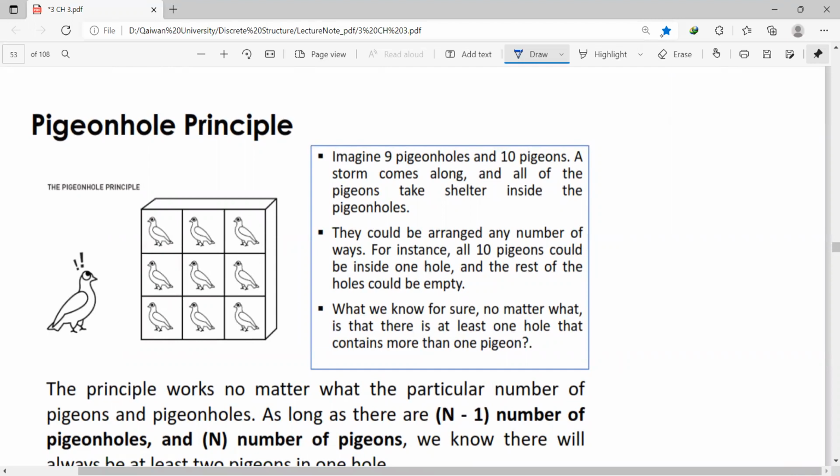We say, imagine we have 9 pigeonholes and 10 pigeons. Here we have 9 pigeonholes and 10 pigeons. A storm comes along and all of the pigeons take shelter inside the pigeonholes. Look, we have pigeonholes.